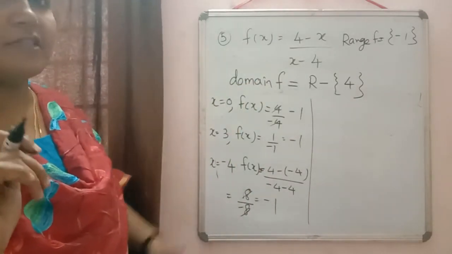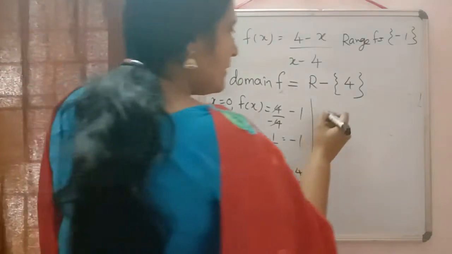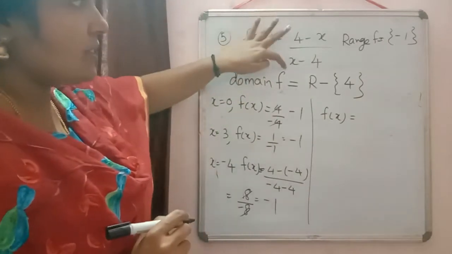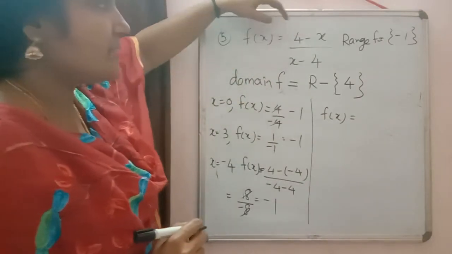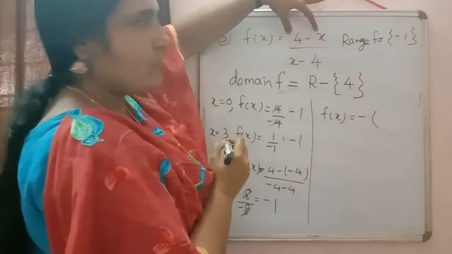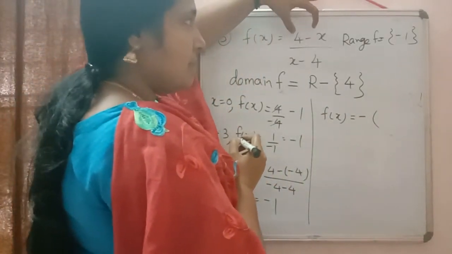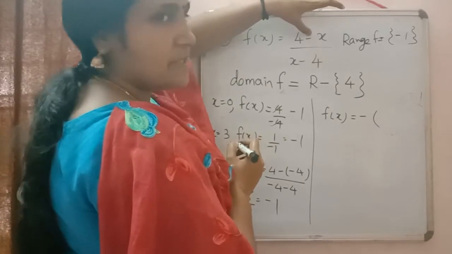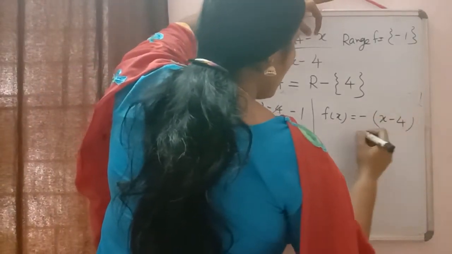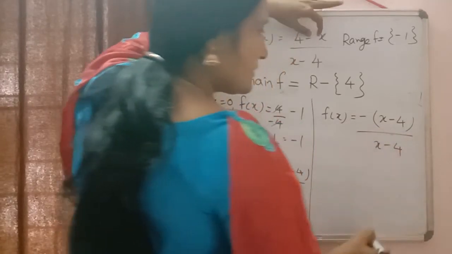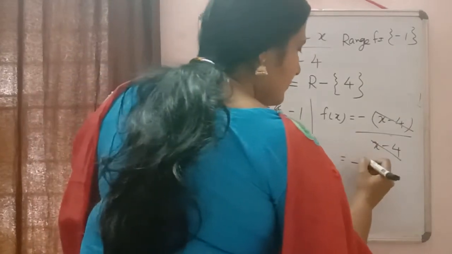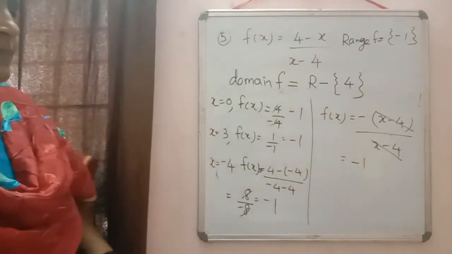So either you can use this method, or here our f of x is given. Just check in these two numbers, there is only a difference of negative sign. So if I take a negative sign common from the numerator, what will happen then? Positive will become negative and the negative expression will become positive. Then we will get x minus 4 by x minus 4. Then x minus 4 and x minus 4 will get cancelled. We will get f of x is equal to minus 1.